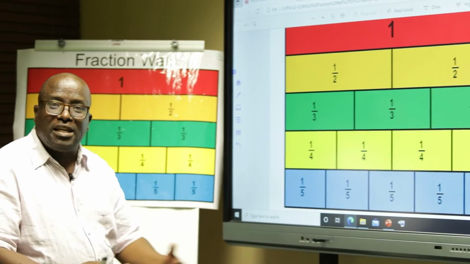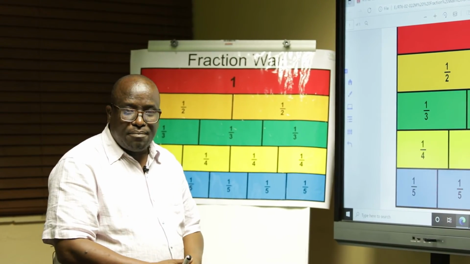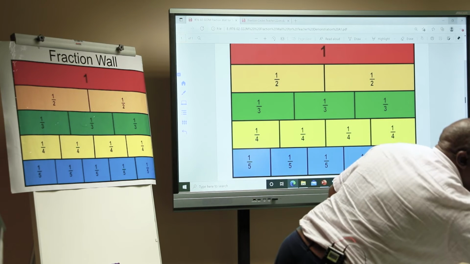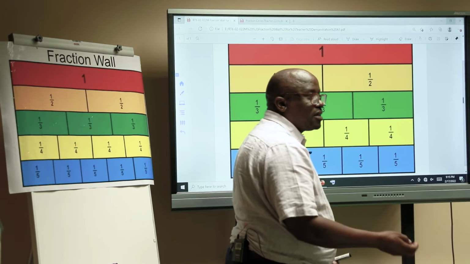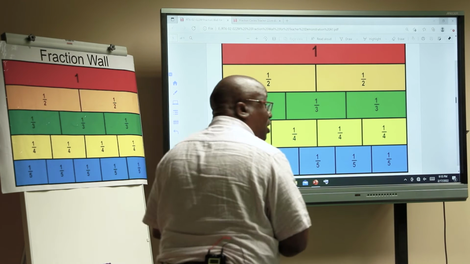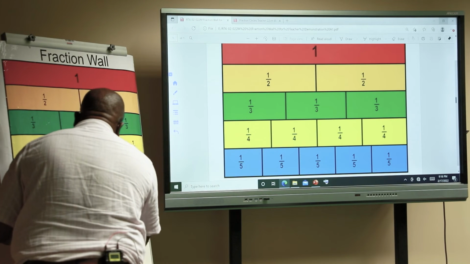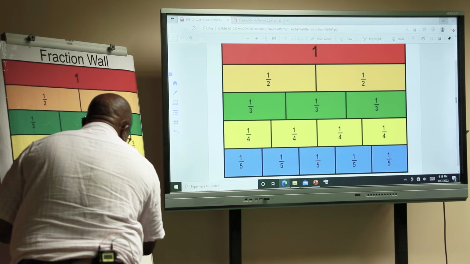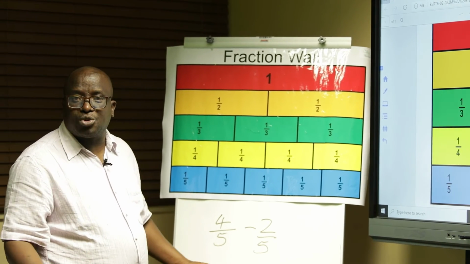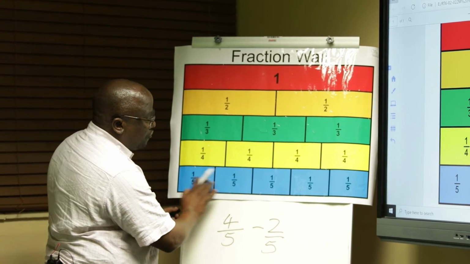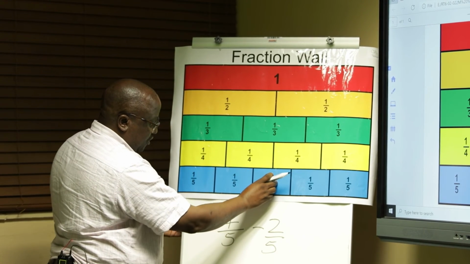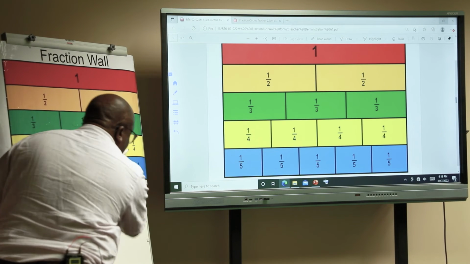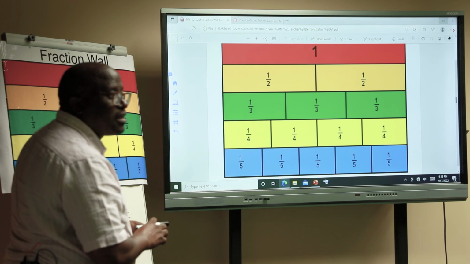The problems and challenges that they normally face are reduced because they've started to add using manipulatives before you even introduced the complex concept. So when you come to them to say 4 fifths minus 2 fifths, they already know 4 fifths, and if I take away 2 fifths, then I'm left with 2 fifths. They can work it out from their charts and get the answers.